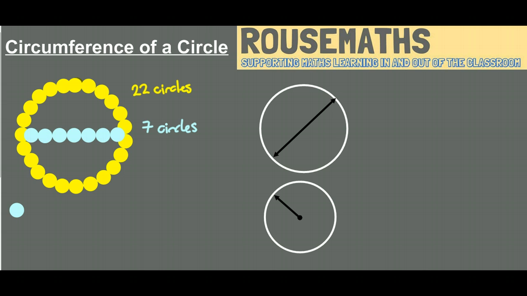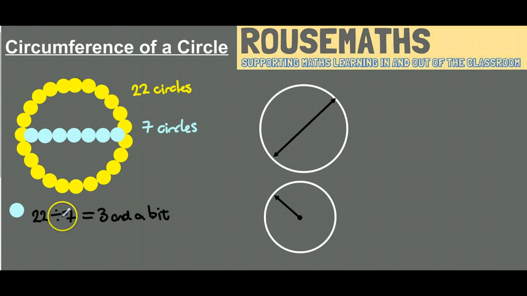Now what I want to look at now is how many more it takes to go around the circle than it does to take to go across the circle. And to do that I can just do 22 divided by 7, which is 3 and a bit. So it takes me 3 and a bit more circles to go around the circle than it does across it.